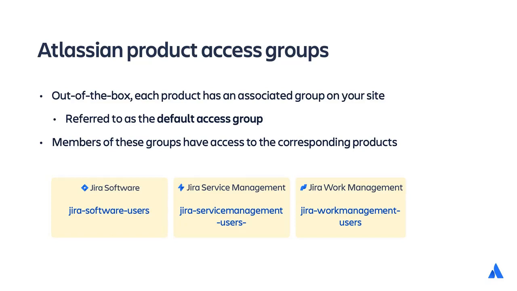When you subscribe to Jira Software or Jira Service Management, you automatically get all the features of Jira Work Management, but you don't see the Jira Work Management users group. This group is only created if you explicitly subscribe to Jira Work Management. For example, if that is the only Jira product you subscribe to.